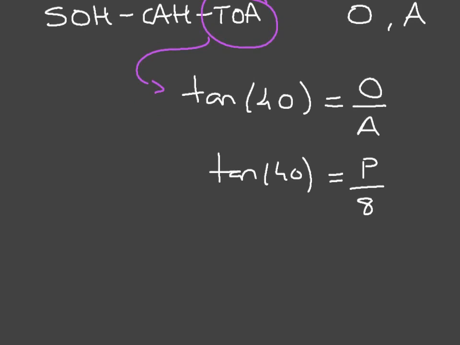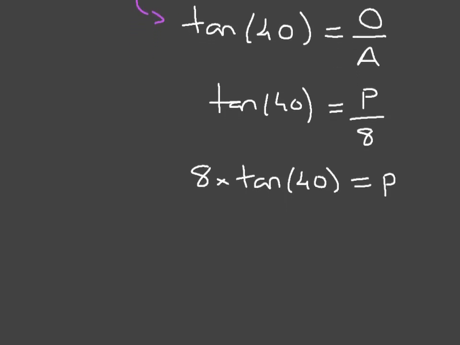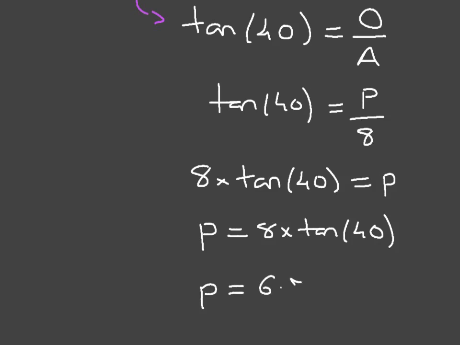Now once again, I'm going to multiply here. I'll multiply both sides by 8 to get rid of this 8 on the denominator, which will lead us to 8 times tan of 40 is equal to P. And I'll rewrite that the other way around, just to make sure that the unknown is on the left-hand side, simply because it looks better. P is equal to 8 times tan of 40. And using our calculator and rounding to 2 decimal places, we find P is equal to 6.71.